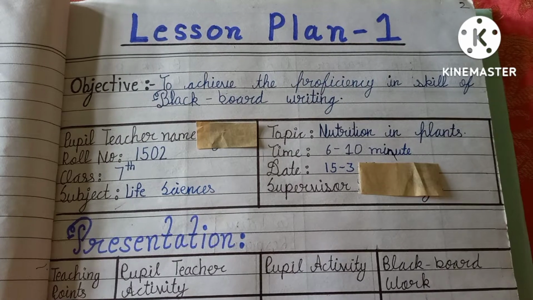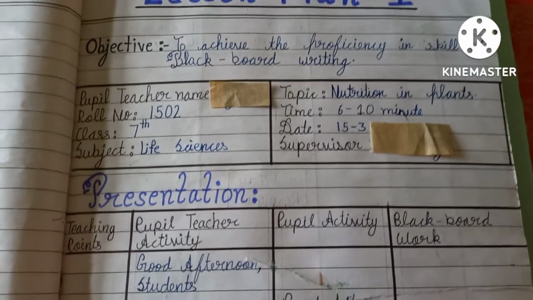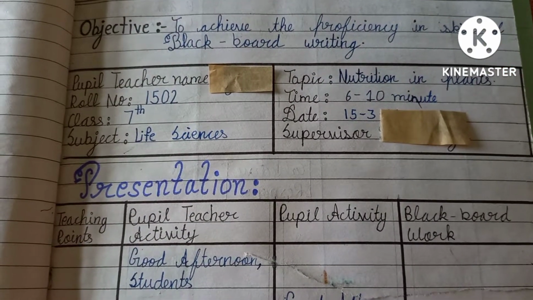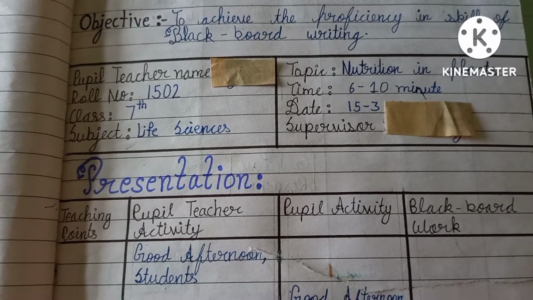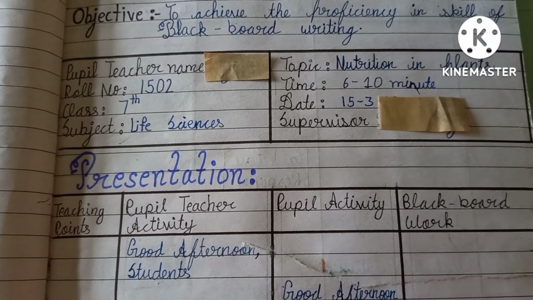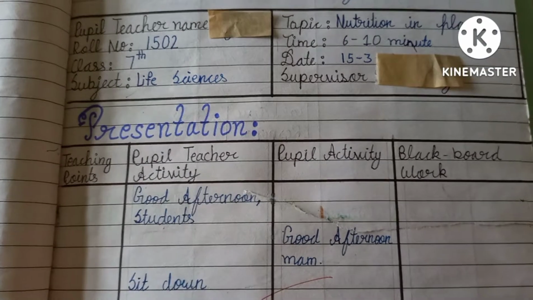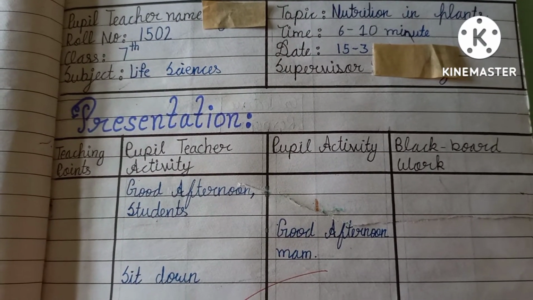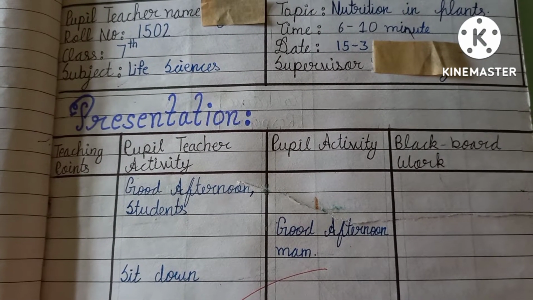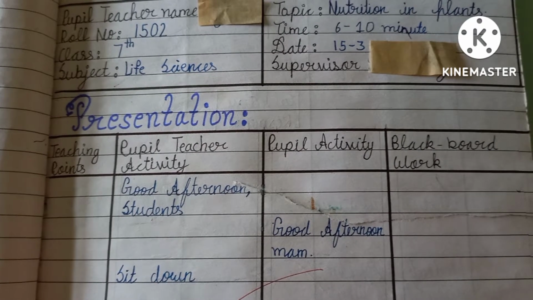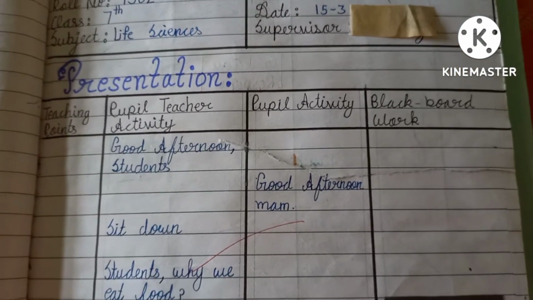After that we will write the presentation. Presentation consists of 4 parts: teaching points, pupil teacher activity, pupil activity, blackboard work. In pupil teacher activity, we write good afternoon students. In pupil activity, good afternoon ma'am. Pupil teacher activity, sit down, right?